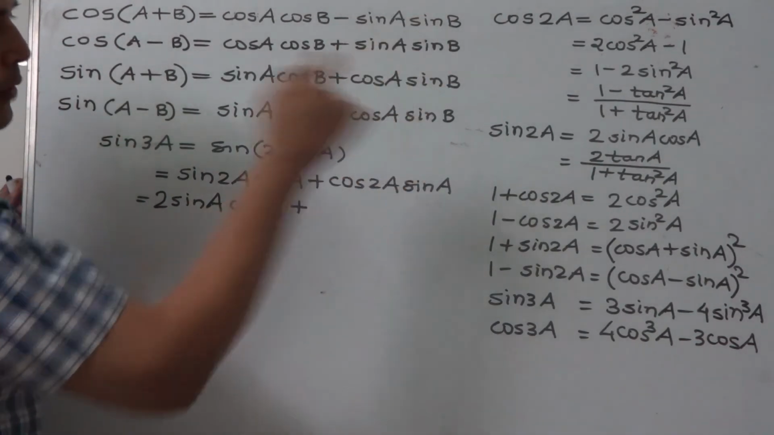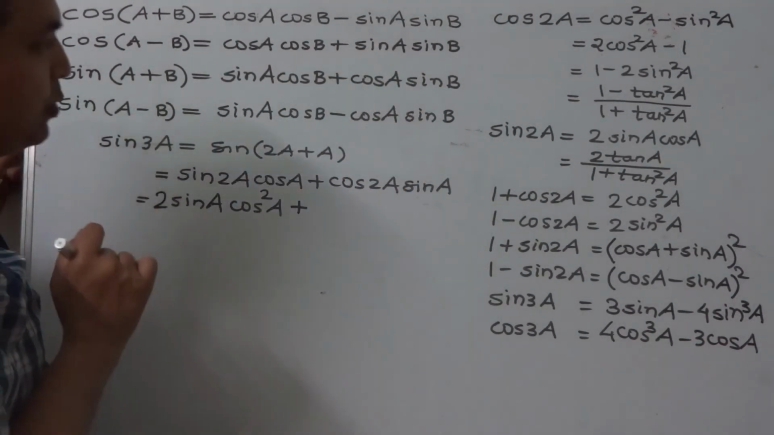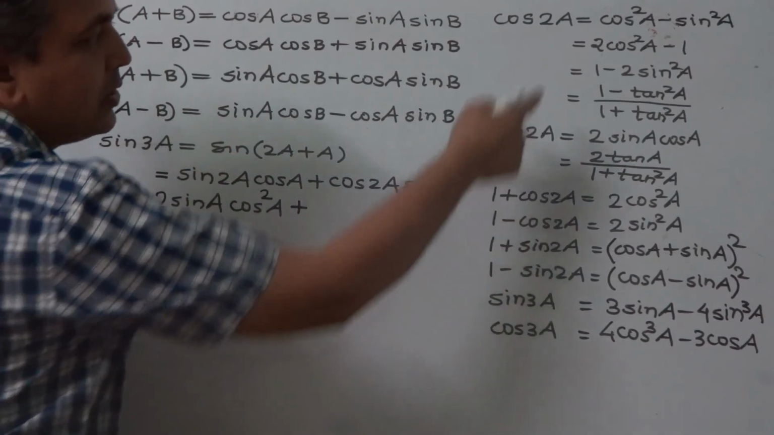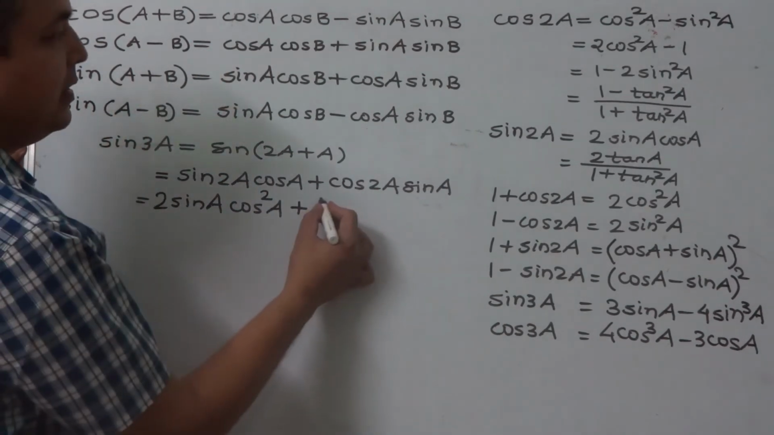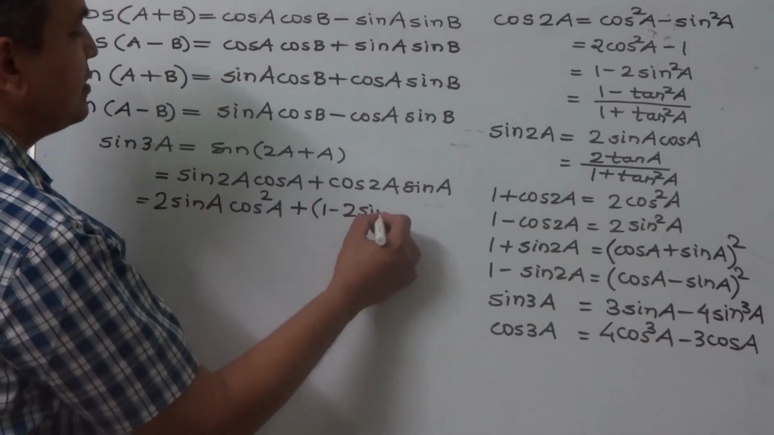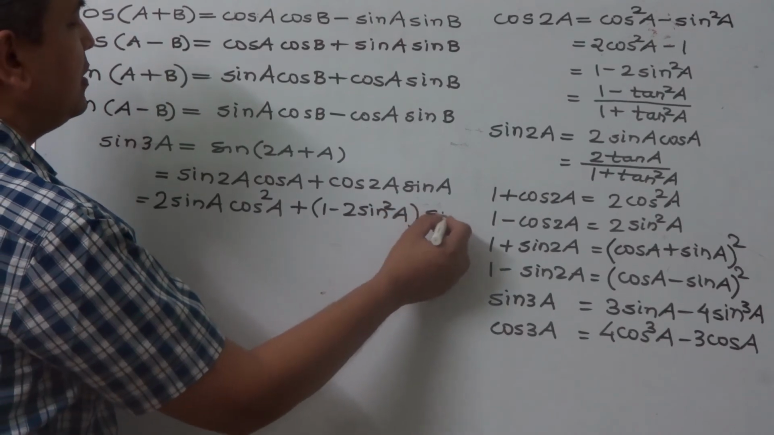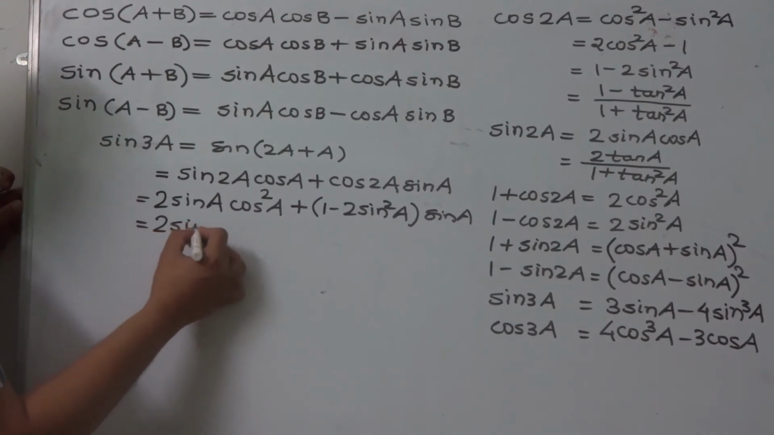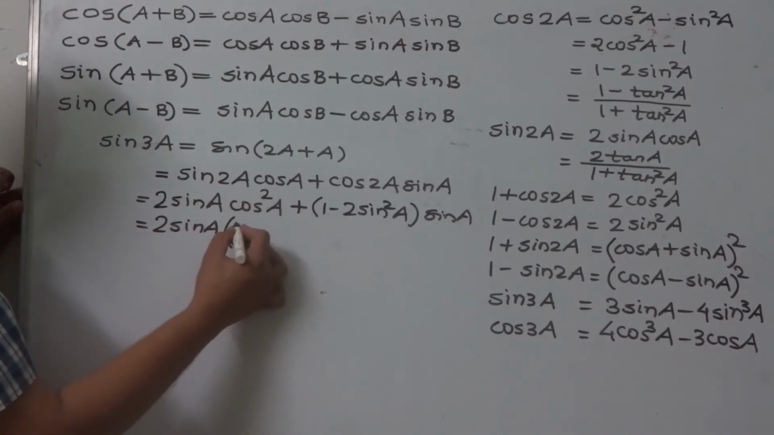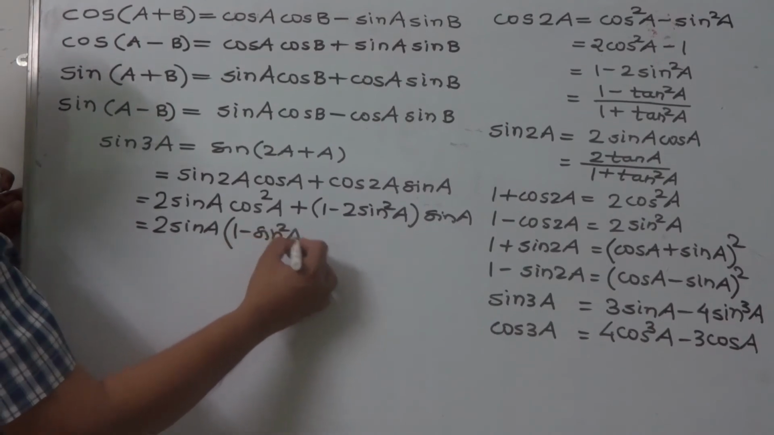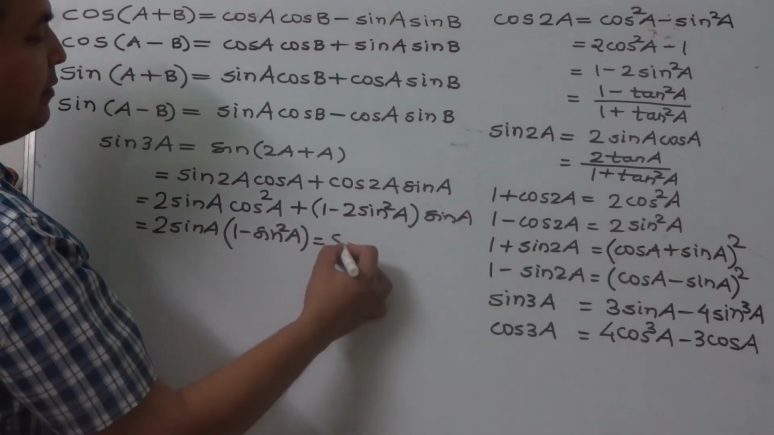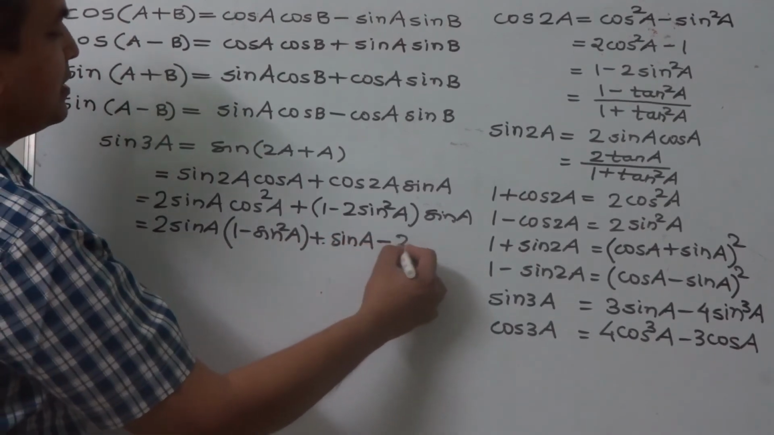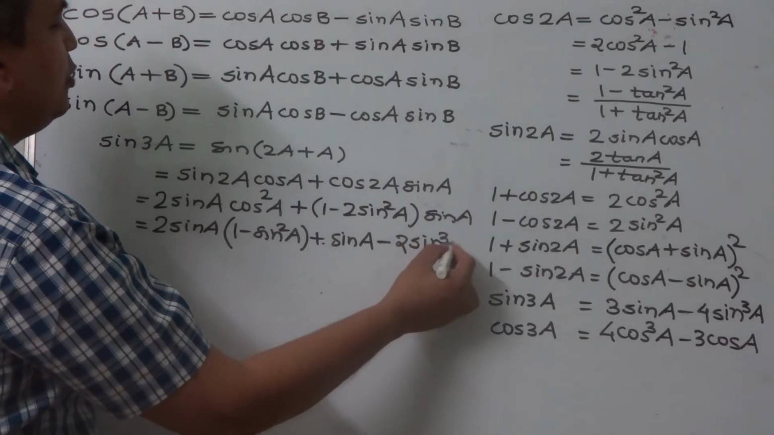Now there are 4 formulae for cos 2a. Which one should we use? Now in this result we want terms of sin only. So we use the formula in terms of sin, that is 1 minus 2 times sin square a into sin a. Now this becomes 2 sin a. Again by identity we replace cos square a by 1 minus sin square a, and we open this bracket, so we get 1 into sin a is plus sin a minus 2 times sin cube a.